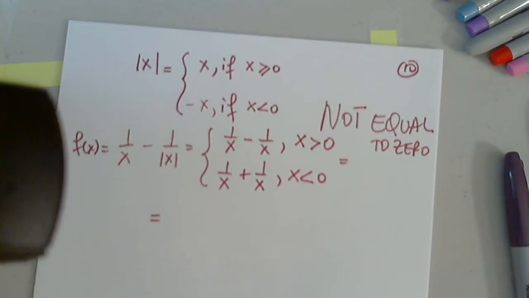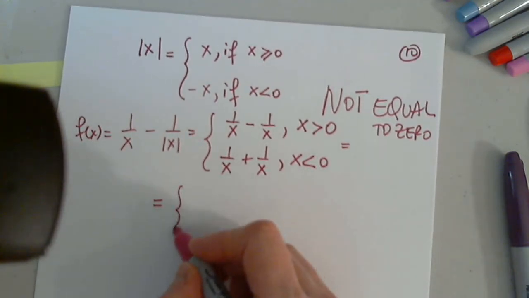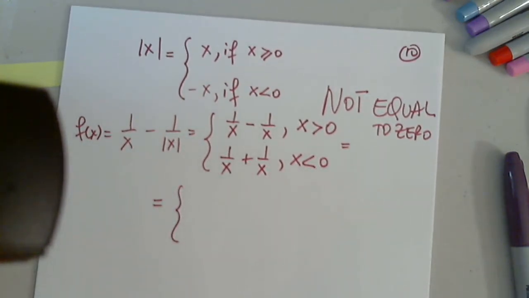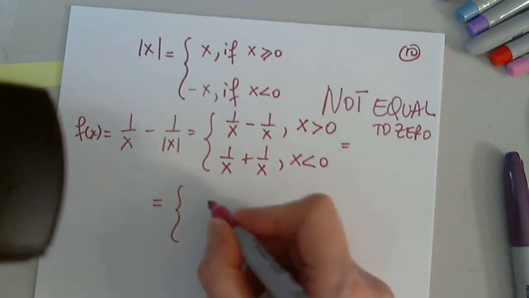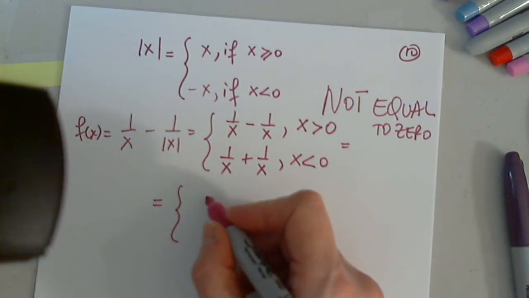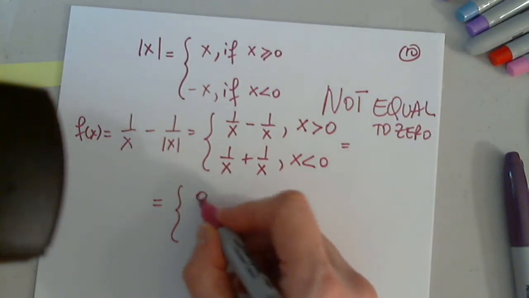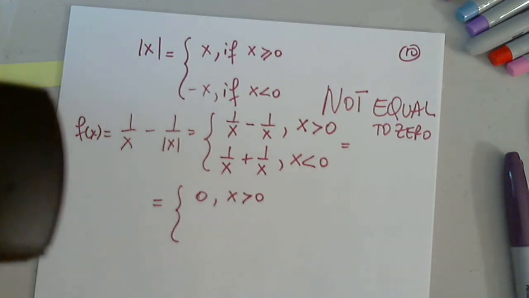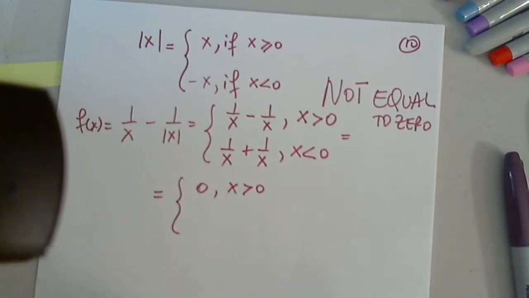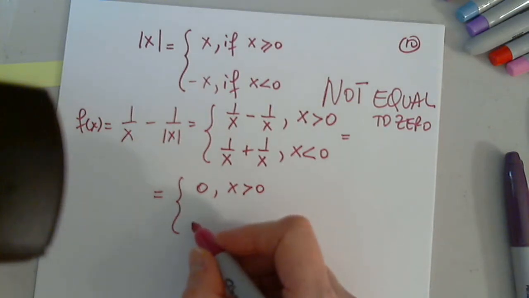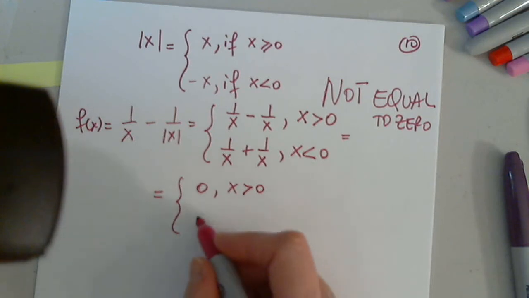Can anyone give us the top branch? Oscar? Is the top branch 0? Thank you very much. And the bottom? One apple plus one apple is? 2 apples. Very good.